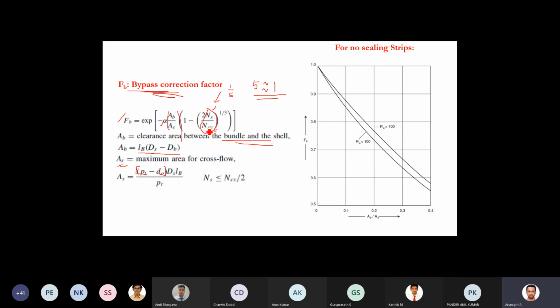NCV by 2 means cancel, and this becomes 0. Okay, this becomes 0. Then how will you calculate? So this becomes 0, so here you have to give at least some value. Okay. So then what will happen? E power minus alpha AB by AS, minus, this is one terminology, correct? Then alpha into this terminology into this becomes 1.